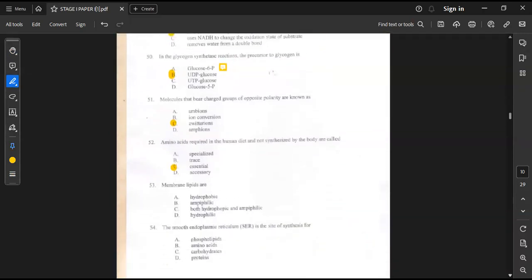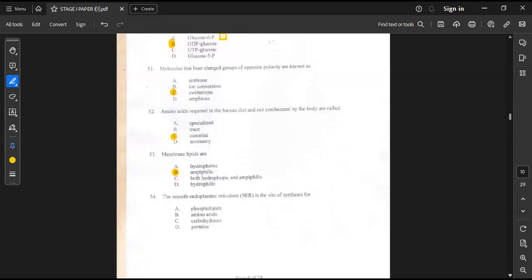The membrane lipids are hydrophobic, amphiphilic, both hydrophobic and amphiphilic, or hydrophilic. I'd go with amphiphilic because the head is hydrophilic and the tails are hydrophobic. Yeah, amphiphilic is the answer. We've talked about amino acids and that, so it's fine.